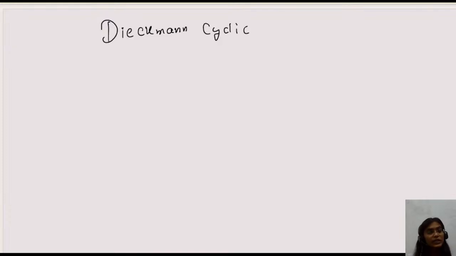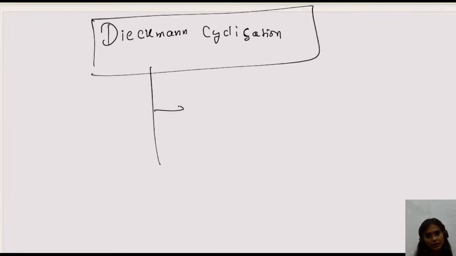But what if both esters are present in the same molecule? Wait, I will explain. In this case, this is a Dieckmann cyclization. Let's first write the same things, like substrate and so on. The substrate is the diester. In this case, we have to use the diester.